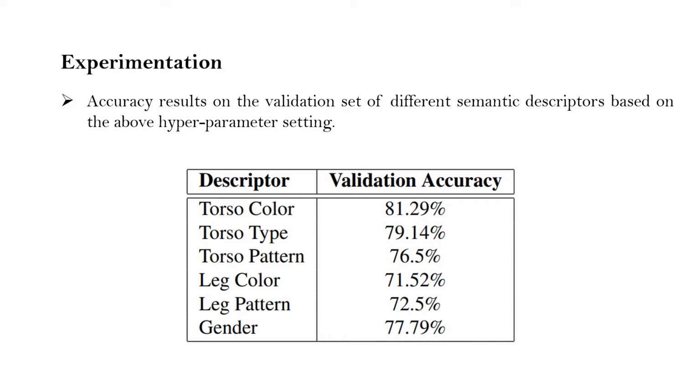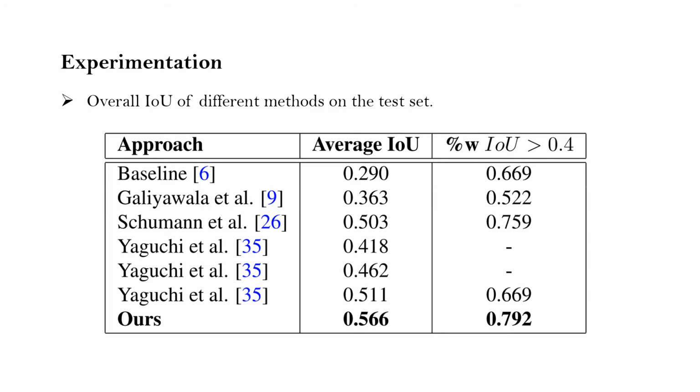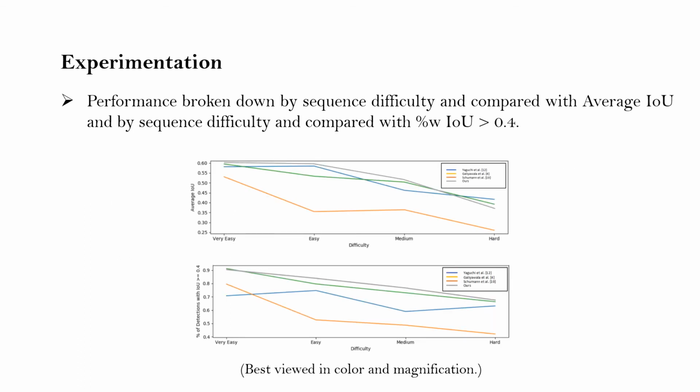By using the dataset, we trained the DenseNet 161 model for different descriptors, and the validation accuracy we achieved is shown in the table. For performance metrics, we use the IOU, intersection over union, where the ground truth box is compared with the network's generated bounding box, and with this effective approach we surpass the previous methods by a fair margin. The dataset has been divided into four categories: very easy, easy, medium and hard conditions, such as different occlusion or background filters.